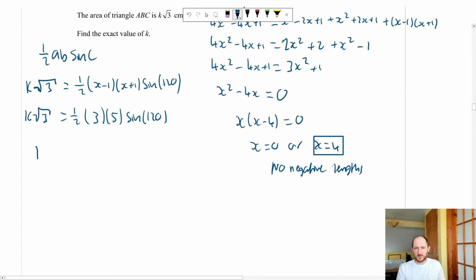Oh, this isn't actually too bad at all. Equals 15 root 3 over 4. And if you notice, we're going to divide both sides by root 3, so those two cancel. All we get is k is equal to 15 over 4.